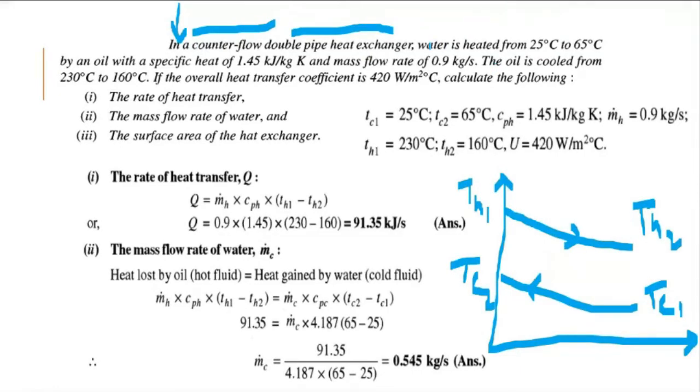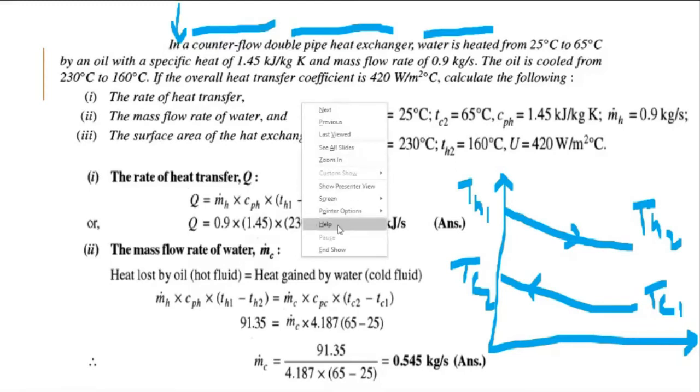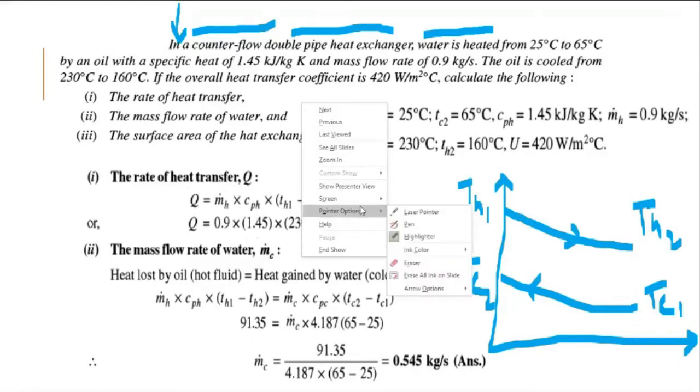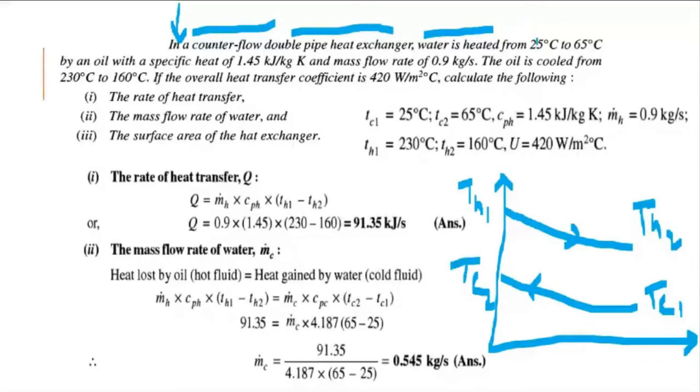In this counter flow heat exchanger, water is being heated. So water is the hot fluid or the cold fluid? Cold fluid, sir. Cold fluid, because it is being heated up. Now it is being heated from 25 to 65. So what is the inlet temperature for this cold fluid? 25 degrees Celsius. So here we are writing that TC1 value is equal to 25.